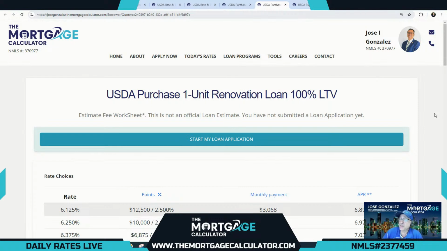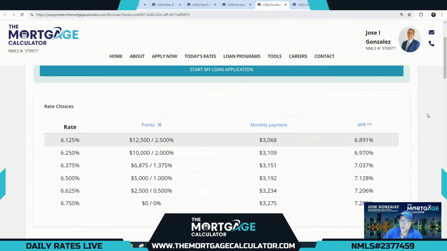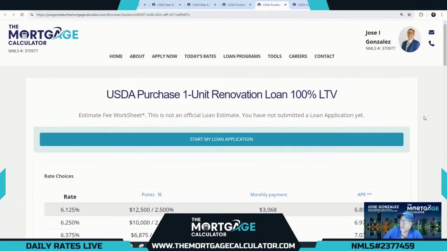And now some interesting twists here on USDA options. Our USDA renovation loan purchase for a 1-unit property only. 6.75 is our lowest cost option at par, and you can buy that down to 6.125%. And the renovation loan for USDA, similar to the FHA 203K renovation loan, you do have a streamlined option, and then you have a regular option.